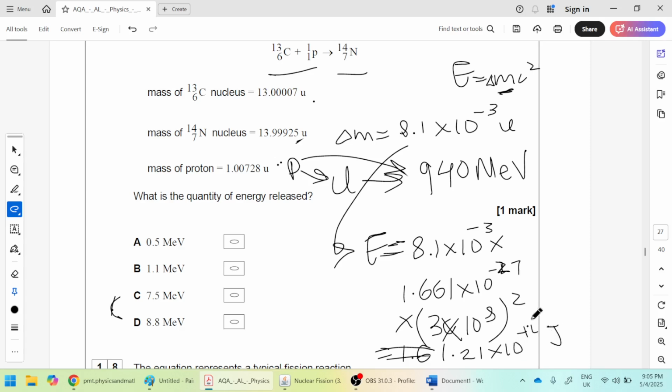Now we turn the joules into mega electron volts. 1 mega electron volt means 10 to the power 6 times 1.6 times 10 to the power minus 19 joules. So essentially 1.6 times 10 to the power minus 13 joules is 1 mega electron volt. So I'm going to divide this number by 1.6 times 10 to the power minus 13.